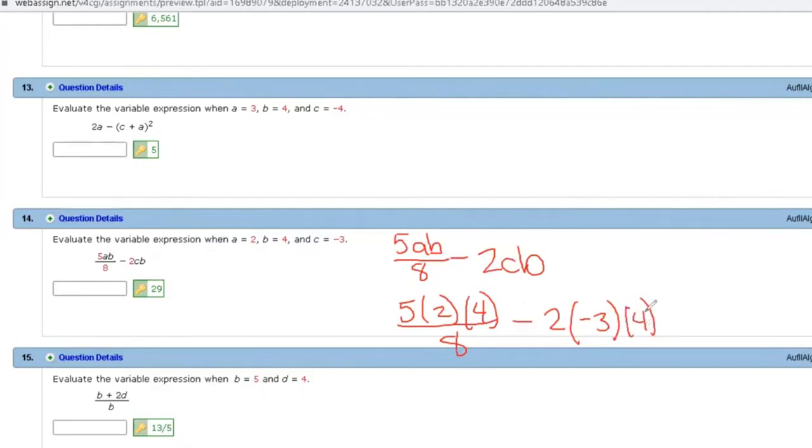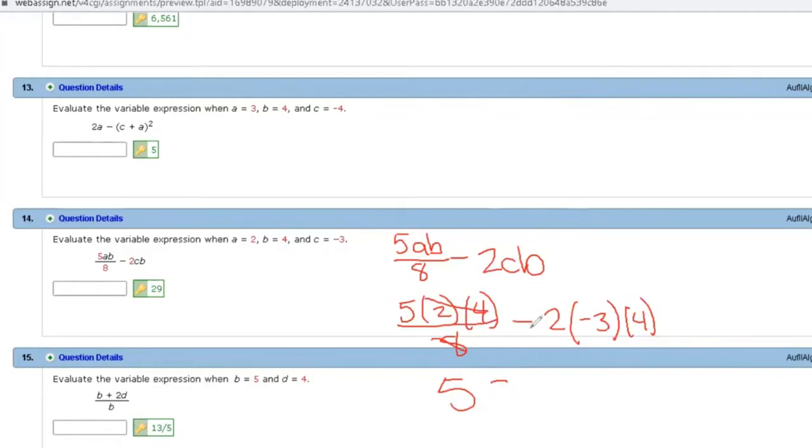So the first thing I noticed is that 2 times 4 is 8, and I know that 8 over 8 is 1. So I would cancel this out and just have 5. That's what I would do. But if you need to do 5 times 2 times 4 and then divide that by 8, by all means, do that.